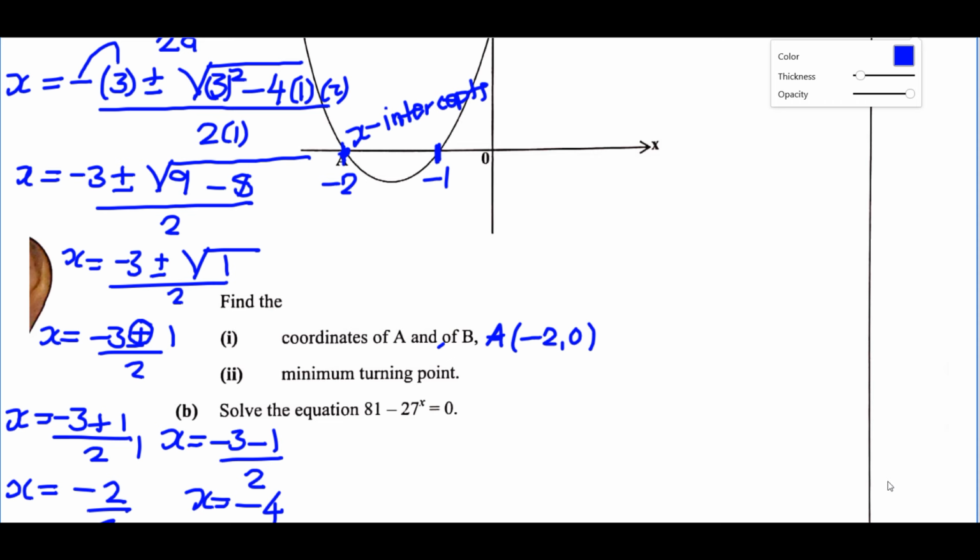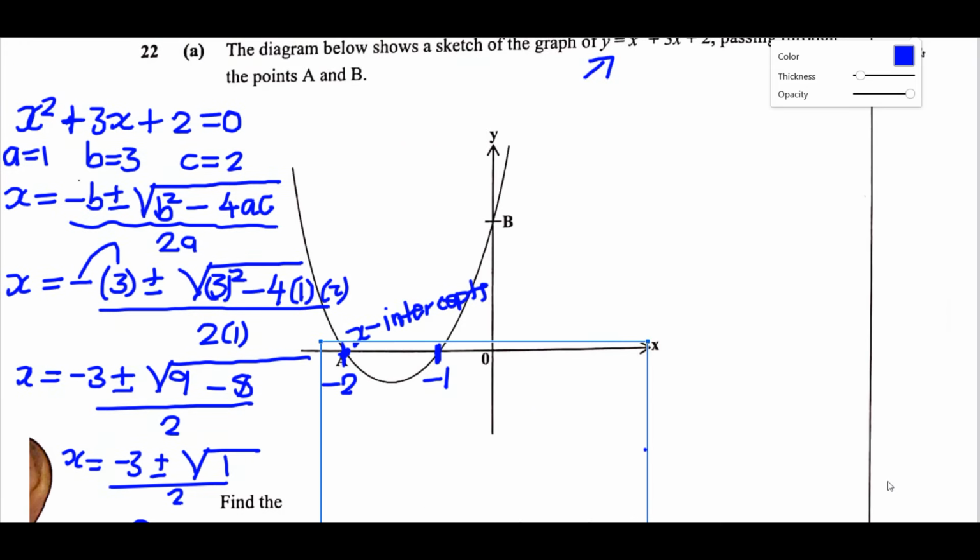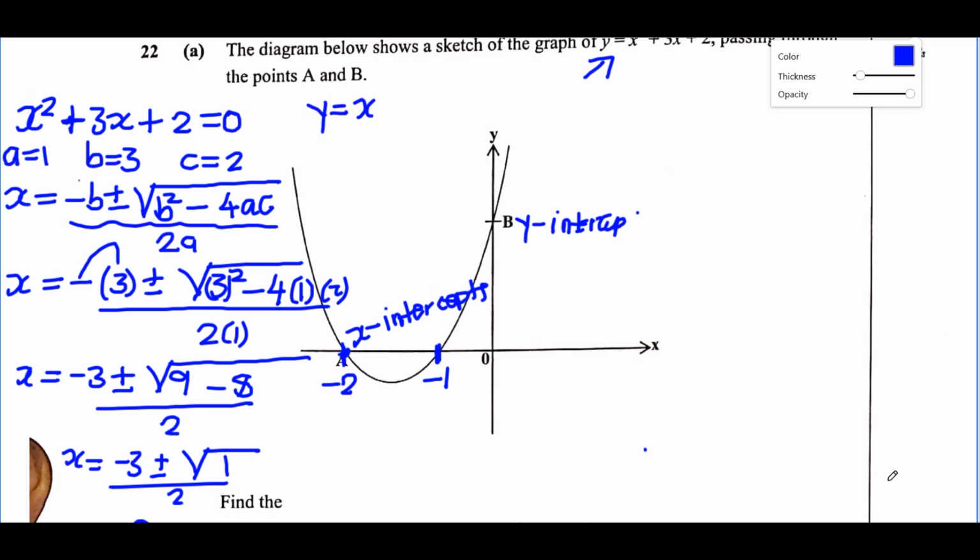Now let's move on to the values of B. So the value of B is just the y-intercept. So what are we supposed to do when you are dealing with y-intercepts? To find y-intercepts, you substitute where there is x with 0, because the value of x on the y-axis is 0. So you say y is equal to 0 plus 3 times 0 plus 2, which is just 2. Therefore, the coordinates on the y-axis will be 0, 2.